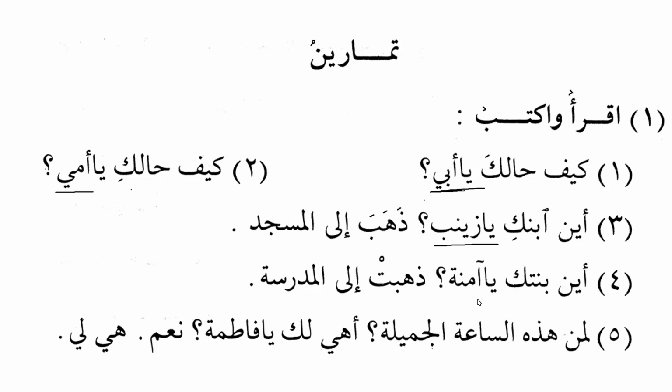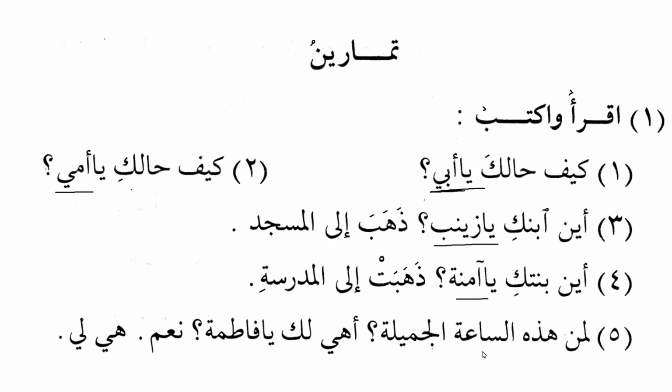Now we are addressing Amina. So it says, Aina bintu ki ya Aminatu. Where is your daughter, or where is your girl, O Amina? And she says, Dhahabat ilal madrasati. She went to the school. So for the feminine, we know that we use Dhahabat, singular feminine, she went. So it will be Dhahabat, in the end, ta is sakin. And for the masculine, it will be Dhahaba. So Dhahaba, he went, and Dhahabat, she went.